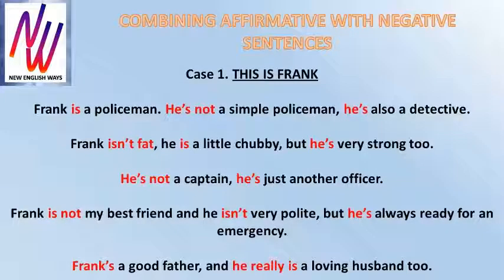The verb to be. Negative way. Case 1. This is Frank. Frank is a policeman. He's not a simple policeman. He's also a detective. Frank isn't fat.